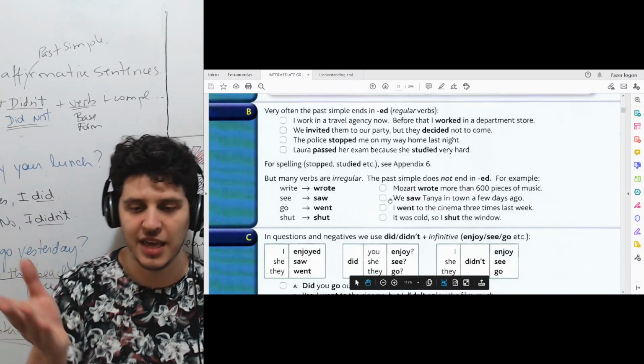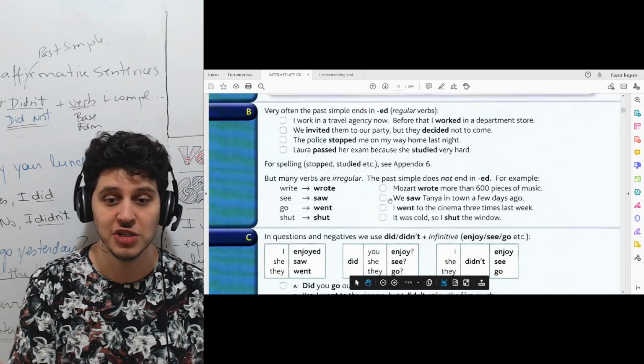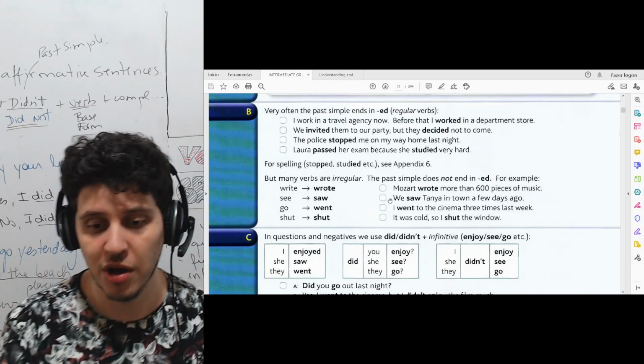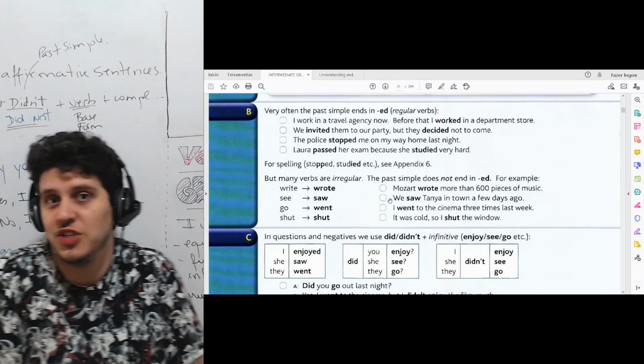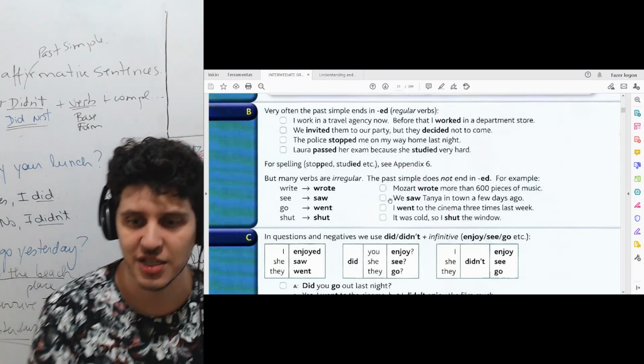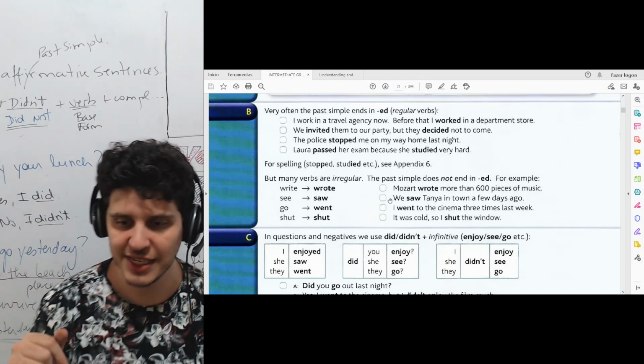But many verbs are irregular. Look at the case of write, that becomes wrote. See, that becomes saw. Go, that becomes went. Shut, that doesn't just change. It continues being shut. Let's read the examples.